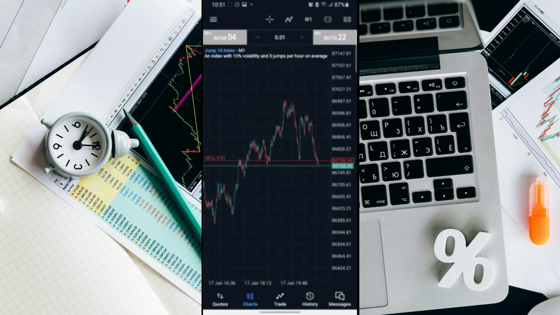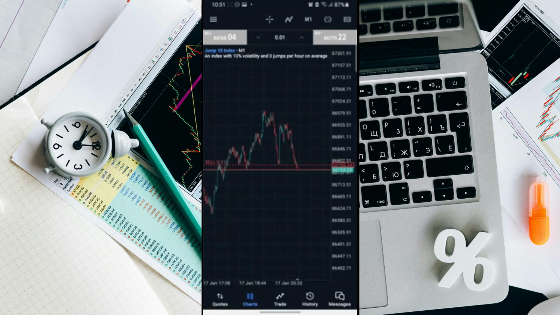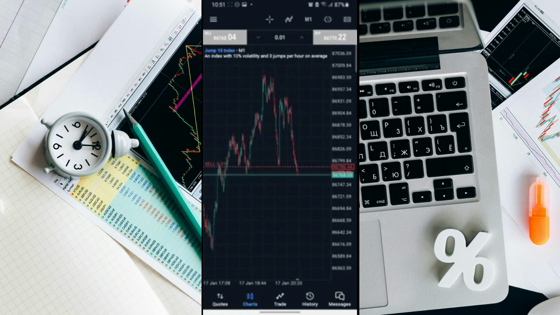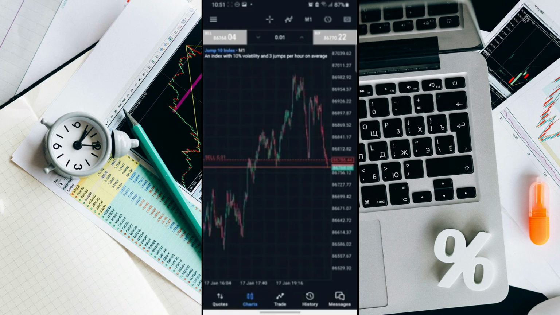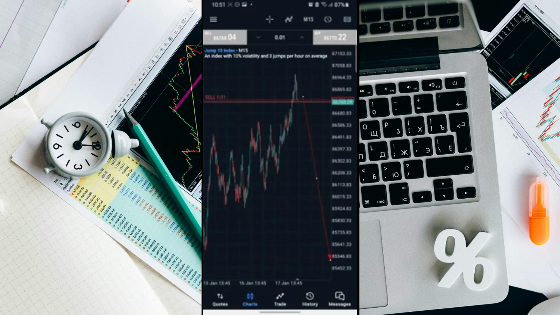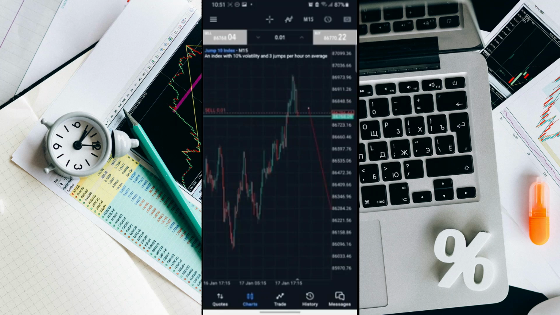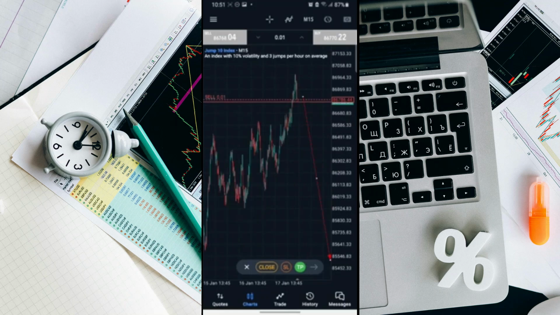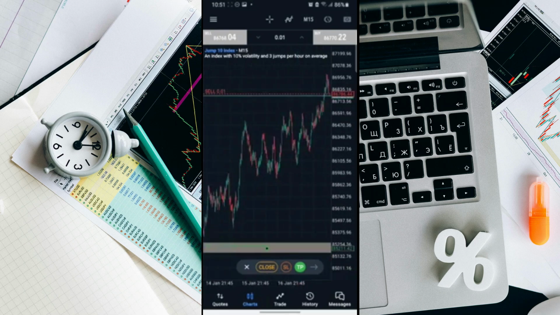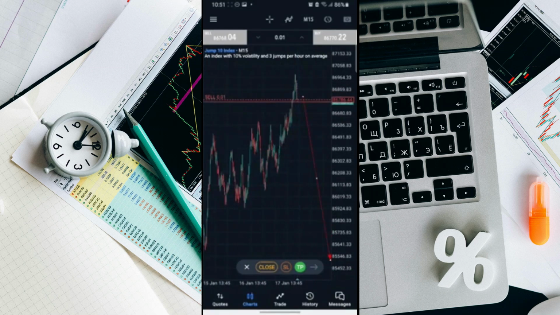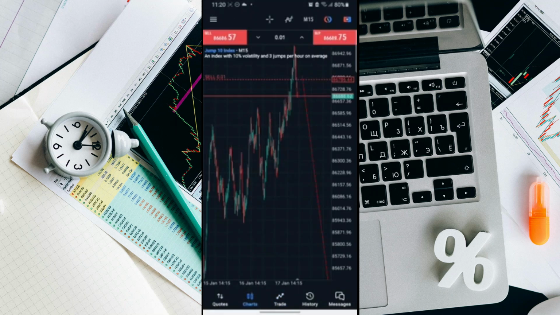But since I have a very small account, I think I'm going to be satisfied with the take profit that I've set on the neckline. So I'm adjusting the TP right now. So in the market, when you're analyzing your charts, you don't have to look at the market in only one time frame. You have to adjust to other time frames so that you can see the market from different perspectives.